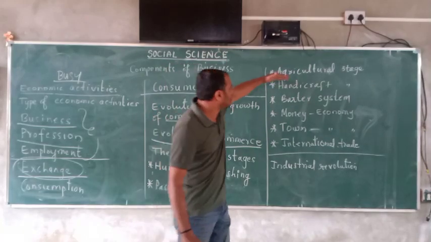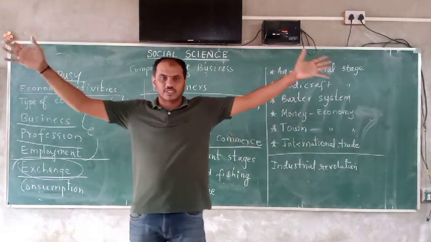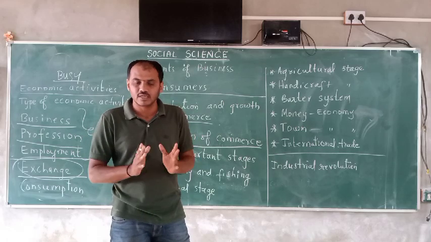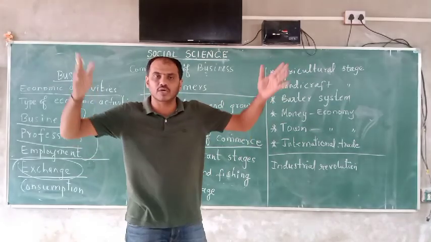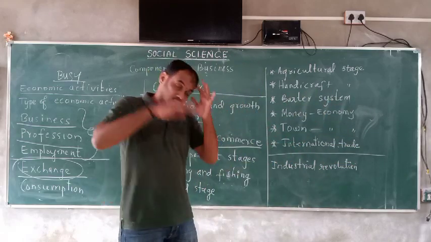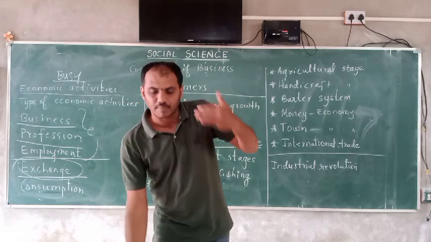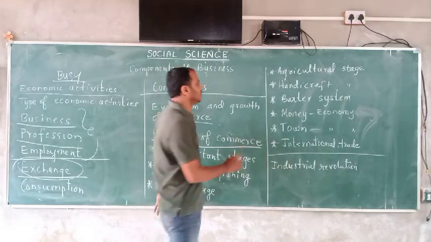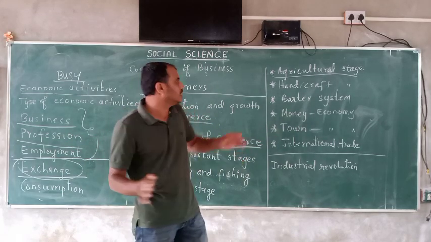Next, after several years of the pastoral stage, he moved towards the agricultural stage. Here people learned the art of growing crops. When crops are grown, he has to live in a particular place, because he can't take crops from one place to another. So he started to live in a group. The villages and communities came into existence, and a simple form of division of labor started. But still, economic activity did not exist in the agricultural stage also.